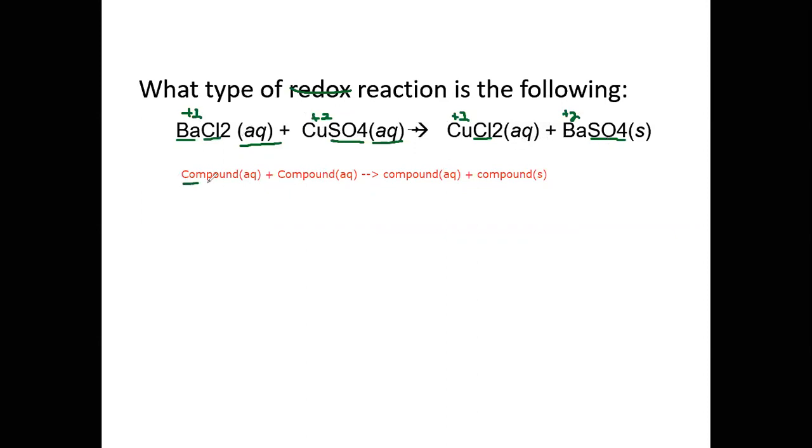So again, the characteristics, we have two aqueous compounds. We switch the two cations. That's what's happening. So barium and copper switch. And we get two new compounds, and one of the compounds is a solid. And so this would indicate a precipitation reaction because we start with two aqueous compounds. We form two new compounds, and one of the compounds is a solid. So this would be a precipitation reaction and also a double displacement reaction.